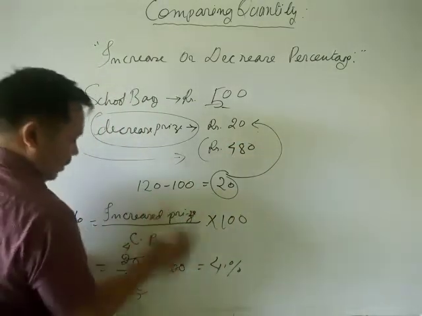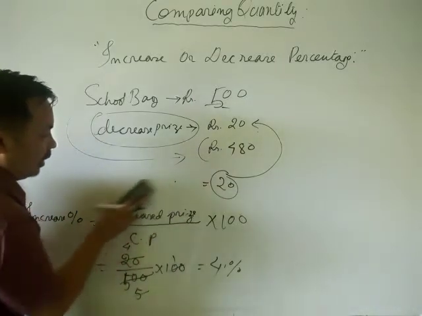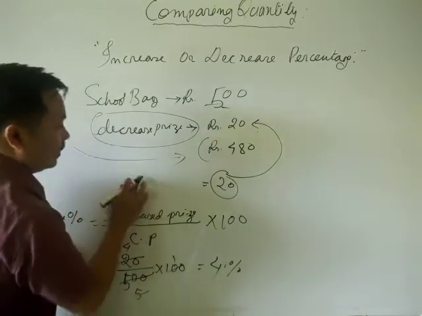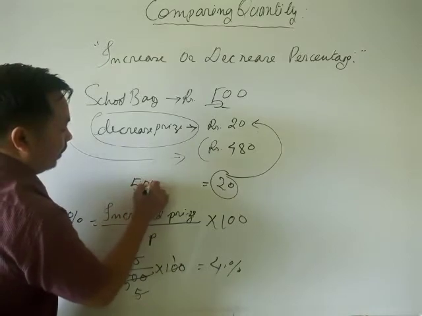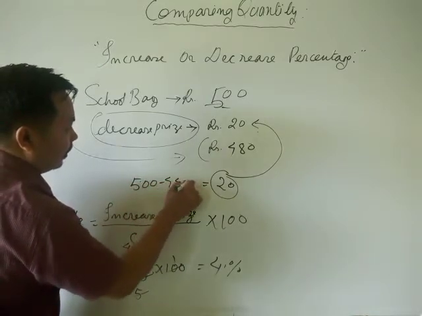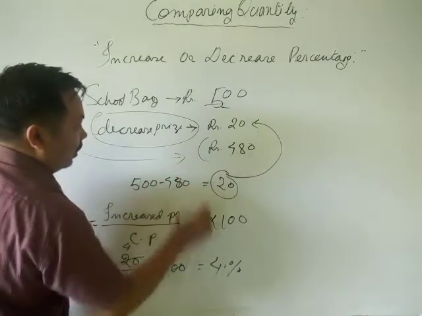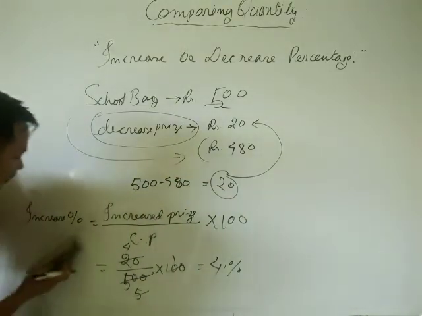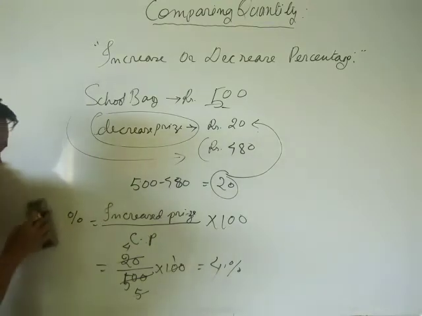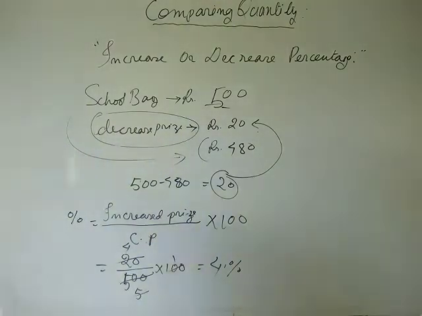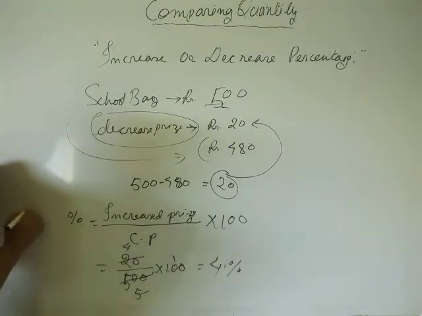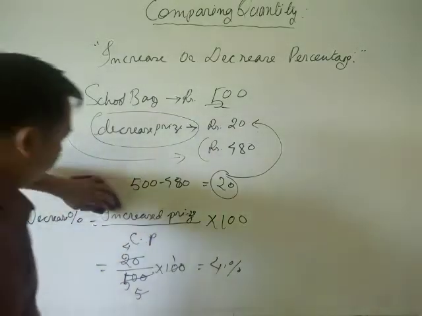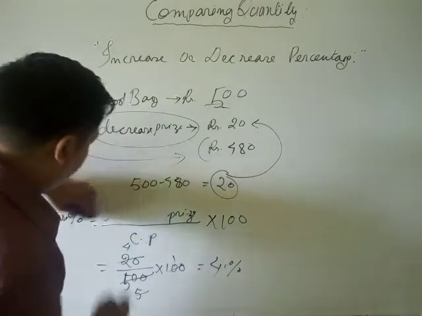Then for this, you will have 500 minus 480, isn't it? 20 rupees you are getting here. So here, instead of increase, you write the decrease. Here also we write the decrease price.